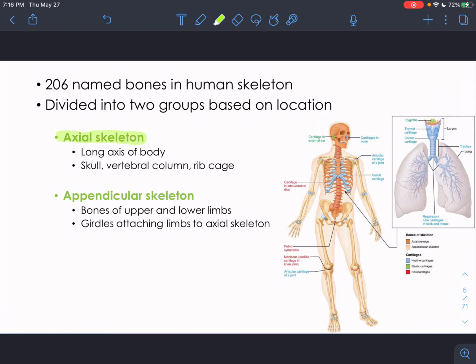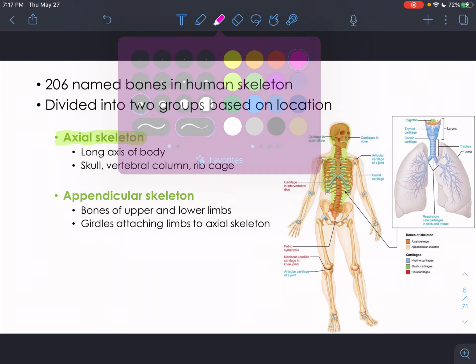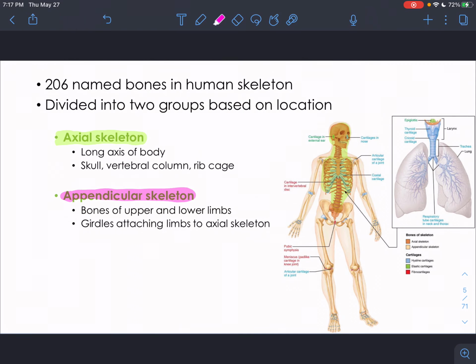So first you have your axial skeleton, right? The axial part of the body is the skull, vertebrae, and your rib cage. Okay, so the trunk of your body. The appendicular skeleton are the appendages. Okay, so we talked about before about your arms and legs are appendages, right?